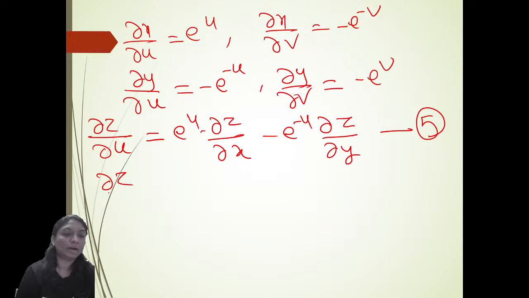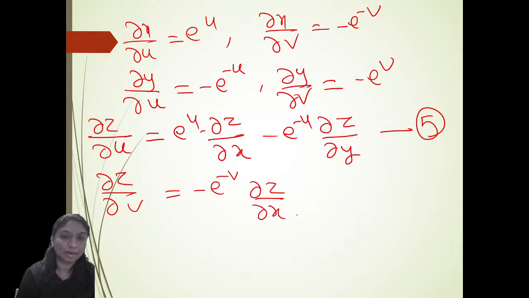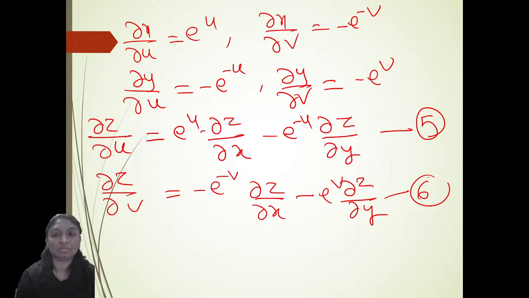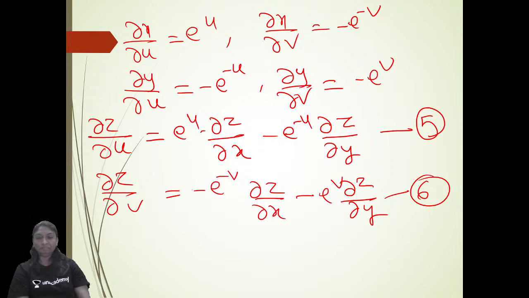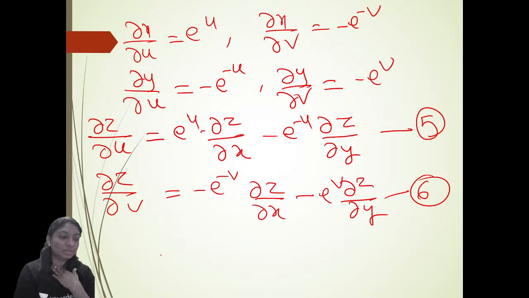Now ∂z/∂v is equal to minus e^(-v) ∂z/∂x minus e^v ∂z/∂y. Call this equation number 6, right? So this is your equation number 6. Now subtracting equation 6 from 5.